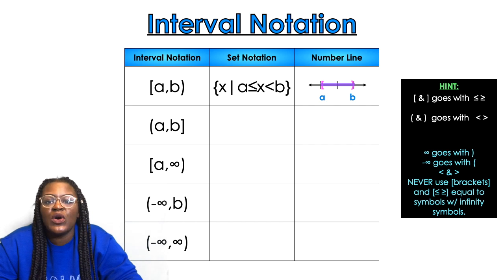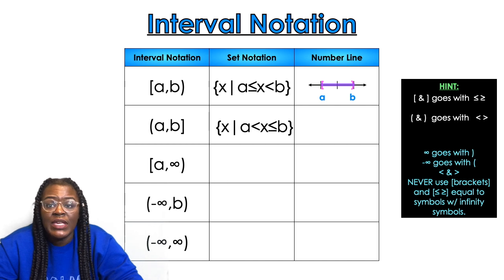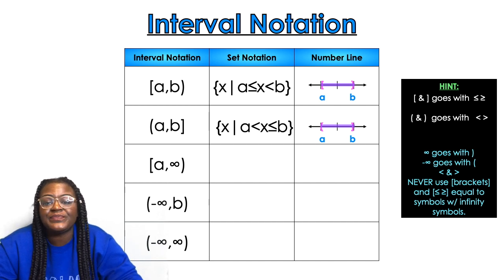Okay, so X is a set of all numbers such that X is greater than A and X is less than or equal to B. So on my number line, there goes my number line, parentheses on the A, bracket on the B. Hey, make sure you shade the middle, people.